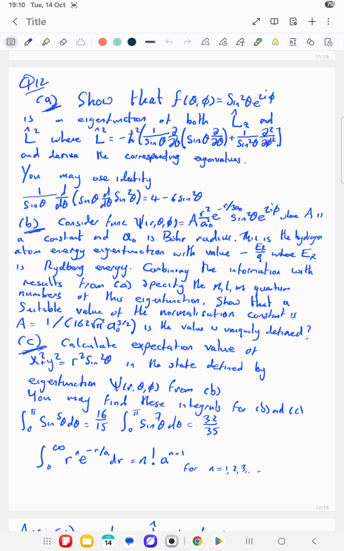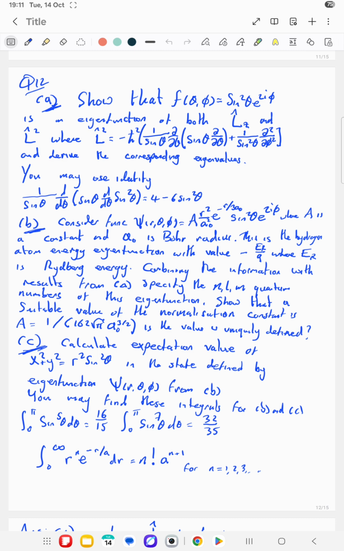And such is the case with exams. You're generally given formulas and things like that to help you along, and in this case it's no exception. And for B, consider a function given here where A is a constant and a0 is the Bohr radius. This is the hydrogen atom energy eigenfunction with value minus E_R over 9, where E_R is the Rydberg energy. Combining the information with the results from A, specify the n, l, m quantum numbers of this eigenfunction.